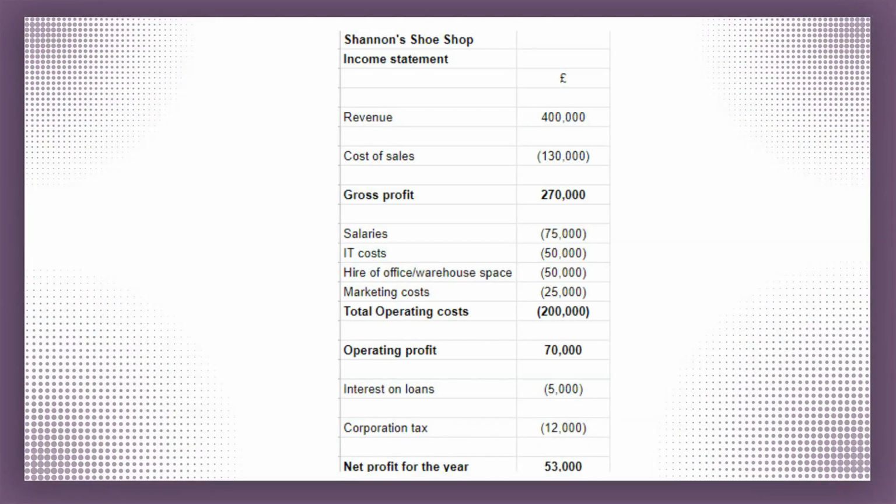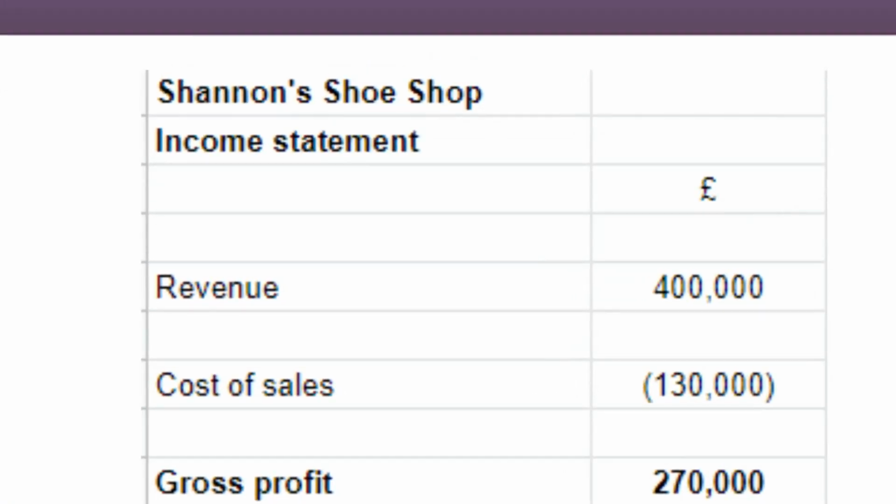So, the business generates revenue from selling shoes through an e-commerce platform directly to customers. Last year, it generated £400,000 in total sales revenue. Shannon's Shoe Shop has to buy shoes from the manufacturers to sell on its website. The total spent on these shoes is £130,000 for the year, which is the cost of sales figure.